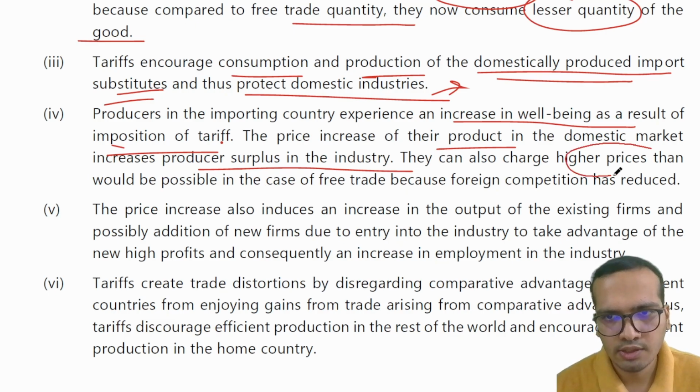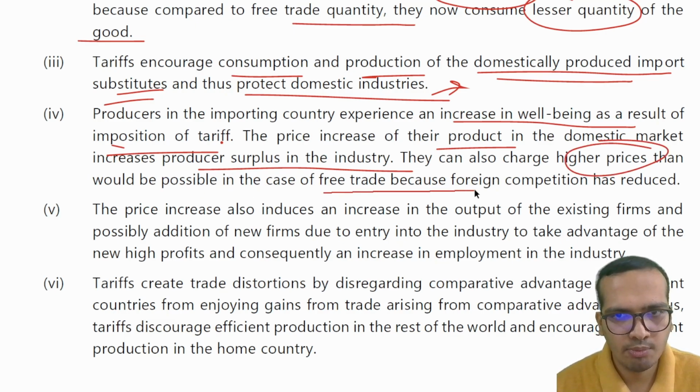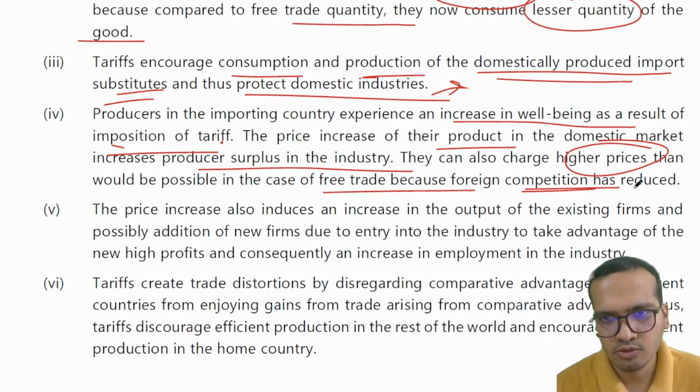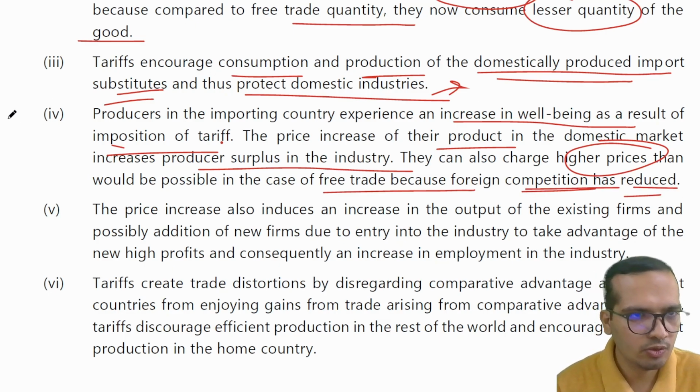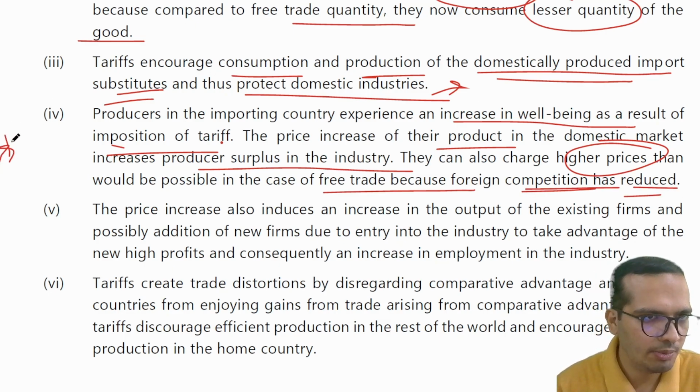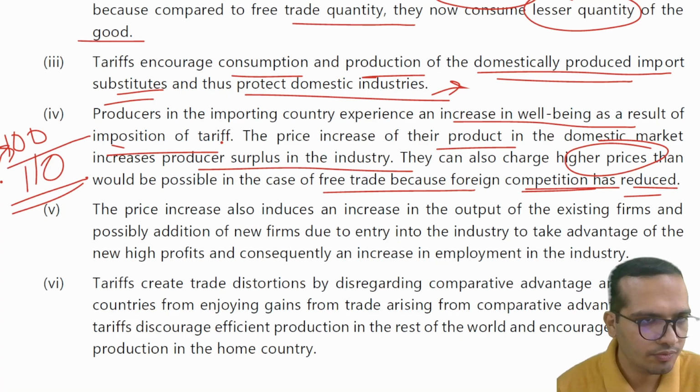They can also charge a higher price than it would be possible in the case of free trade because foreign competition has reduced. मतलब वंस फॉरेन कंपटीशन रिड्यूस हो गया तो उनका प्राइस वो बढ़ा सकता है. जहाँ पे वो अभी 100 में बेच रहे हैं, 100 में से 110 में भी बेच सकते हैं न्यू प्राइस.